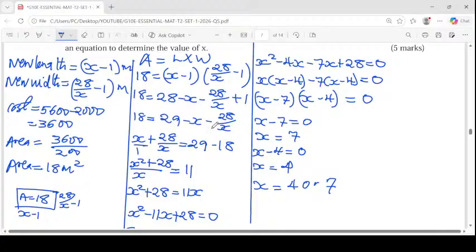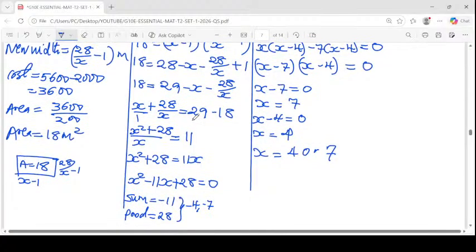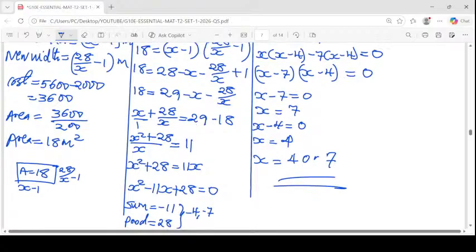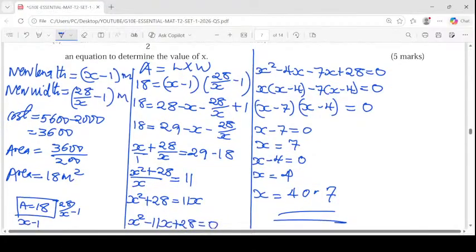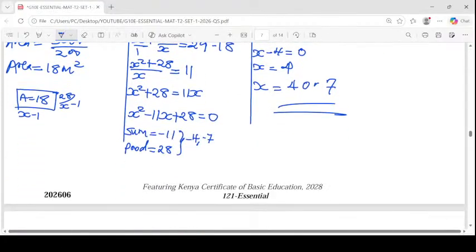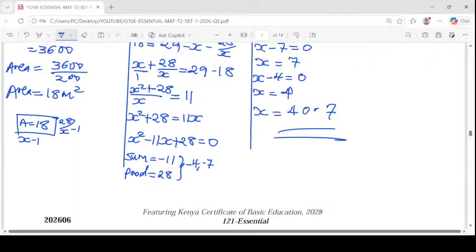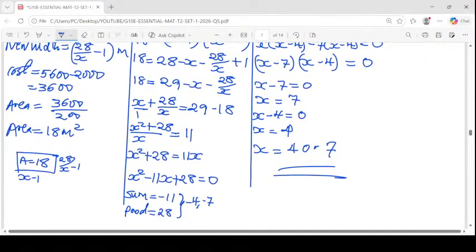So x can be 7 or 4. Determine the value of x. x can be 7 or 4. That is how you earn how many marks? 5 marks. A wonderful question that is testing a lot of things. I hope you've understood exactly what has been done there.